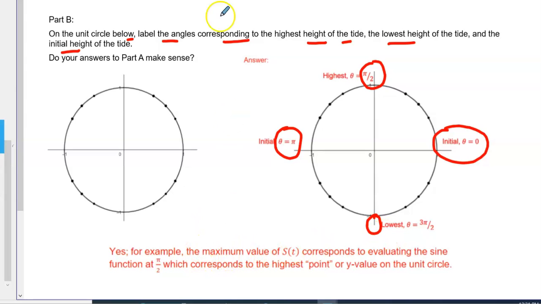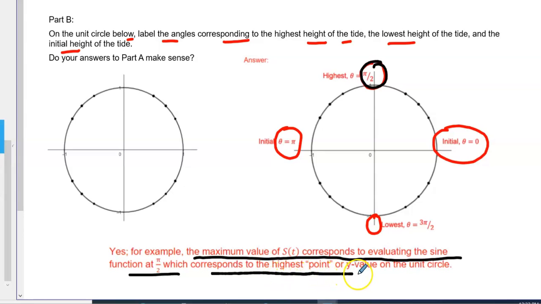So for example, we say the maximum of s of t corresponds to evaluating the sine function at pi on 2 here, which corresponds to the highest point or y value on the unit circle.